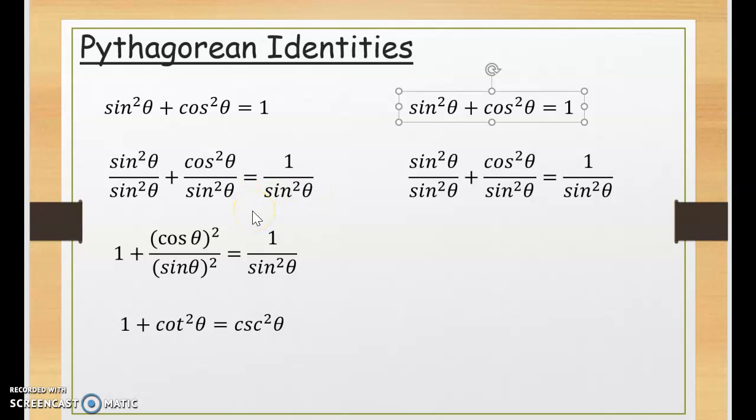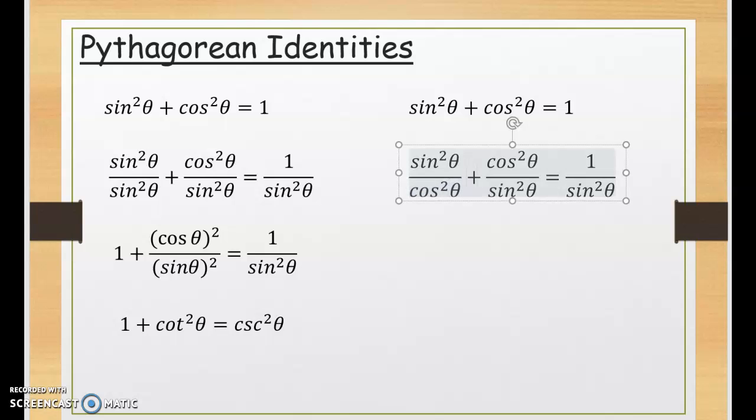So by dividing both sides by sine squared theta, I was able to derive the second one, which is 1 plus cotangent squared theta equals cosecant squared theta. So that is if we divide both sides by sine squared theta. The other question you're going to have to ask yourself at this point is, what would happen instead of dividing by sine squared theta, I divide both sides by, you guessed it, cosine squared theta.